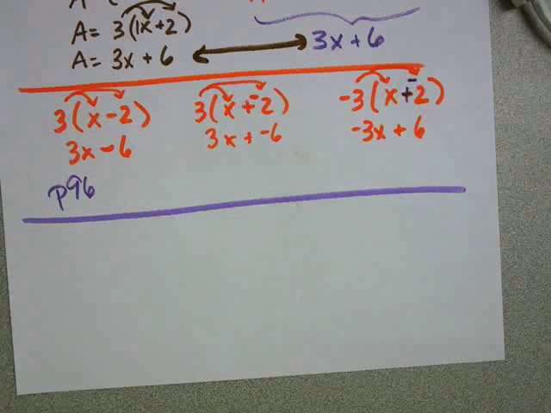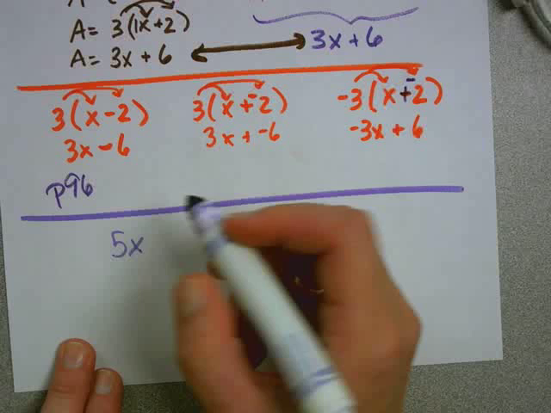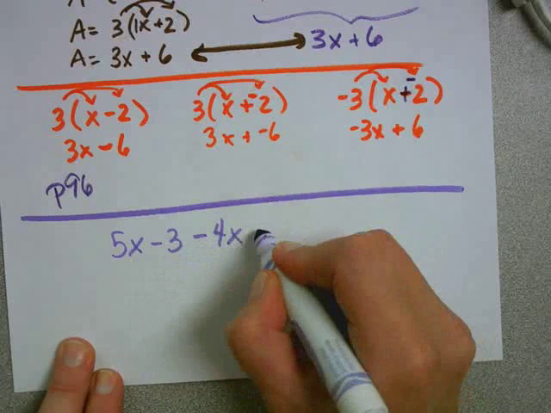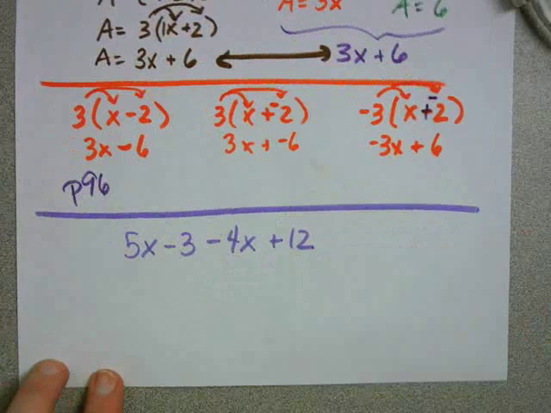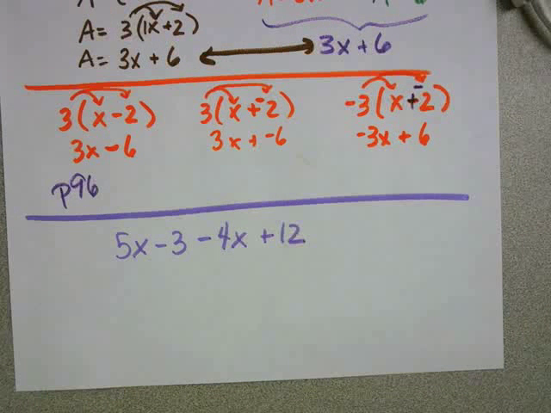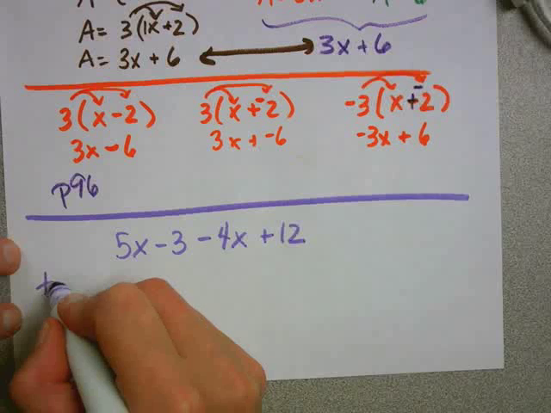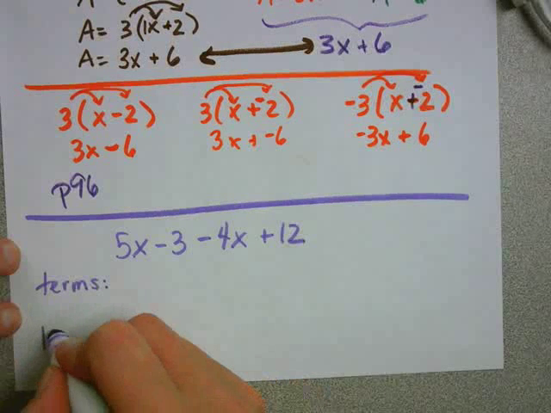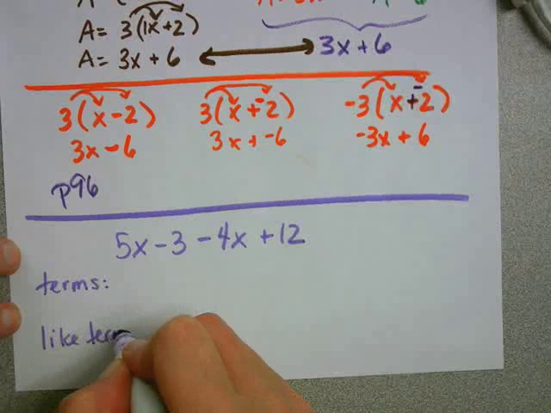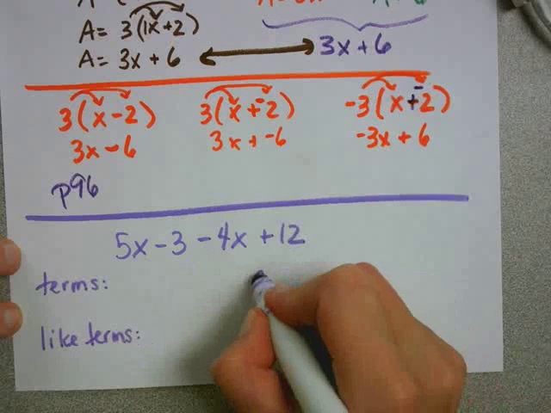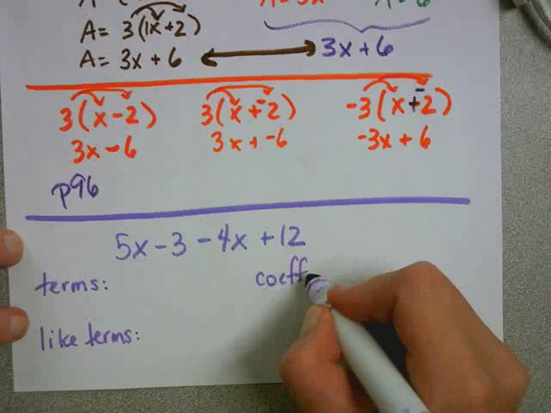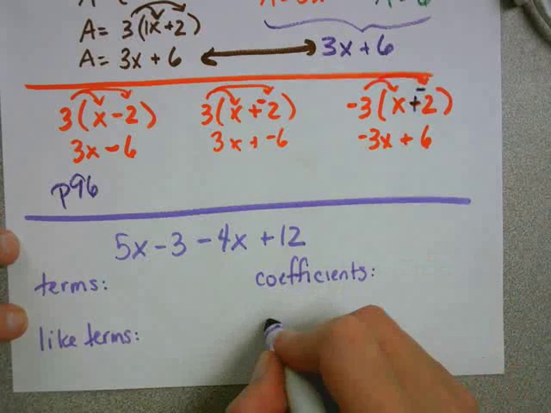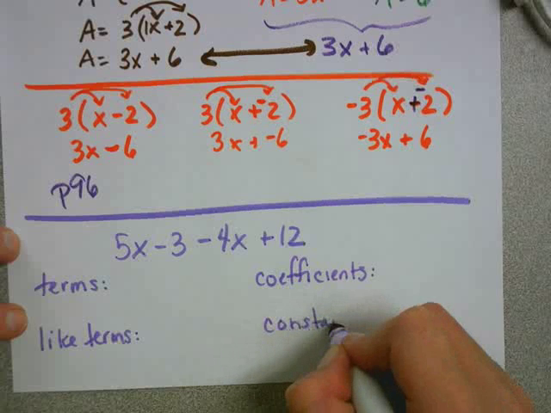Okay? So the expression I would like to give you is 5x minus 3 minus 4x plus 12. And I'm going to ask you to identify some things. The first thing I'm going to ask you to identify are the terms of this expression. Then I want you to identify the like terms. Also, the coefficients, and that's a term I mentioned earlier in the notes, and the constants.